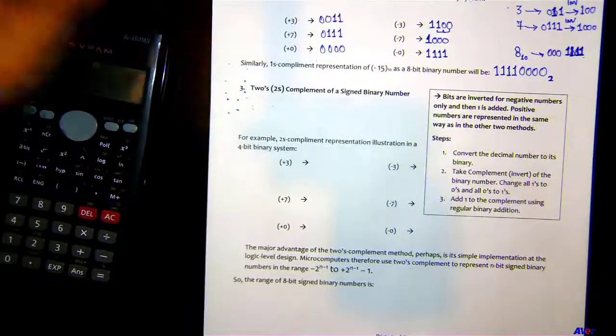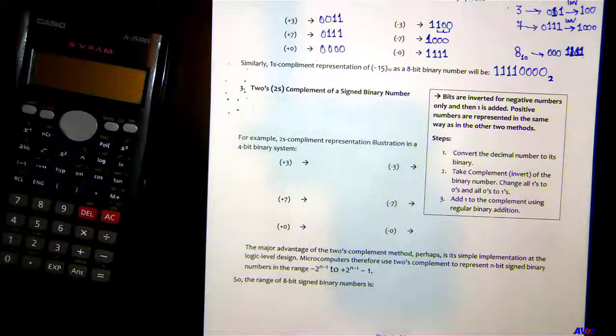Now, 2's complement of a signed binary number. Bits are inverted for negative numbers only, and then 1 is added. Positive numbers are represented in the same way as in the other two methods. So a positive number is the same for all 3 techniques that we have done so far. Negative numbers, each technique has a different way of doing it.